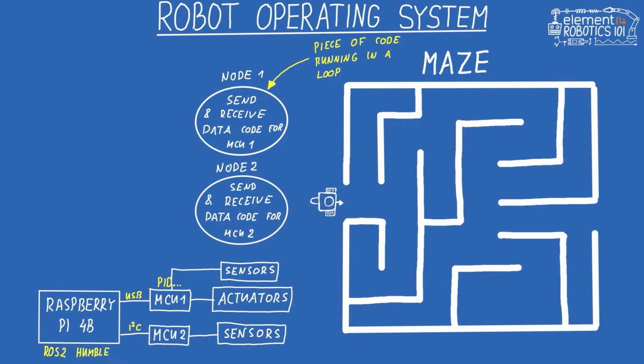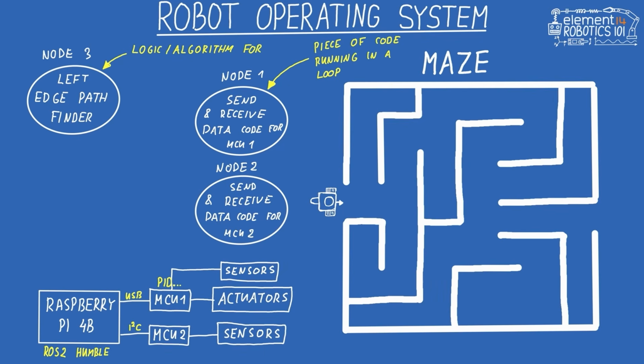For this robot to work and actually solve the maze, we need higher level logic. So we create Node 3, our left edge path finding algorithm. Looking at it like this, these nodes are just separate parts of code all running in their own loop. But here is how we connect them in ROS to work in unison.